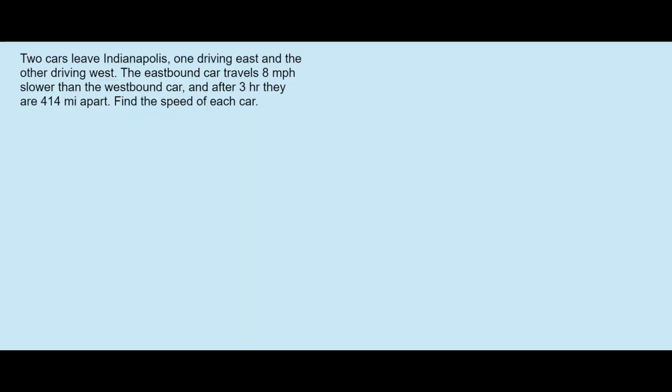Two cars leave Indianapolis, one driving east and the other driving west. The eastbound car travels 8 miles per hour slower than the westbound car, and after 3 hours, they are 414 miles apart. Find the speed of each car. So this is going to require that I use my formula distance equals rate times time, and that I also know that the two distances that they're traveling are going to equal my total distance.